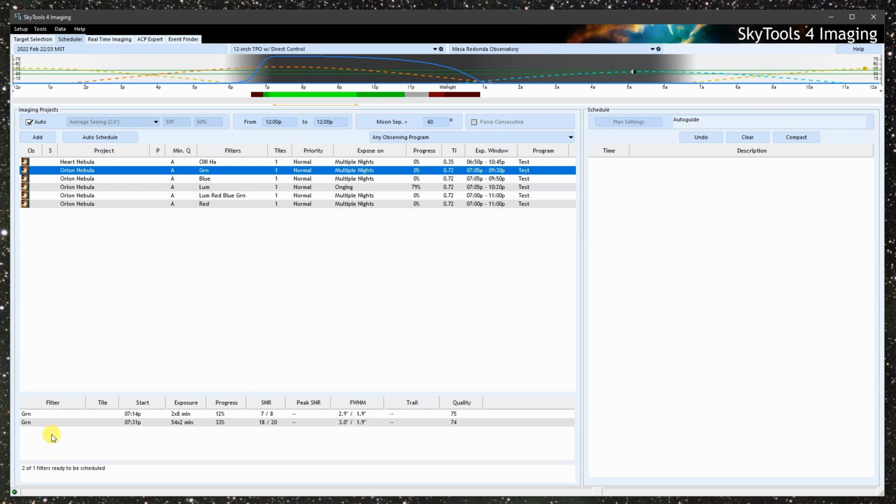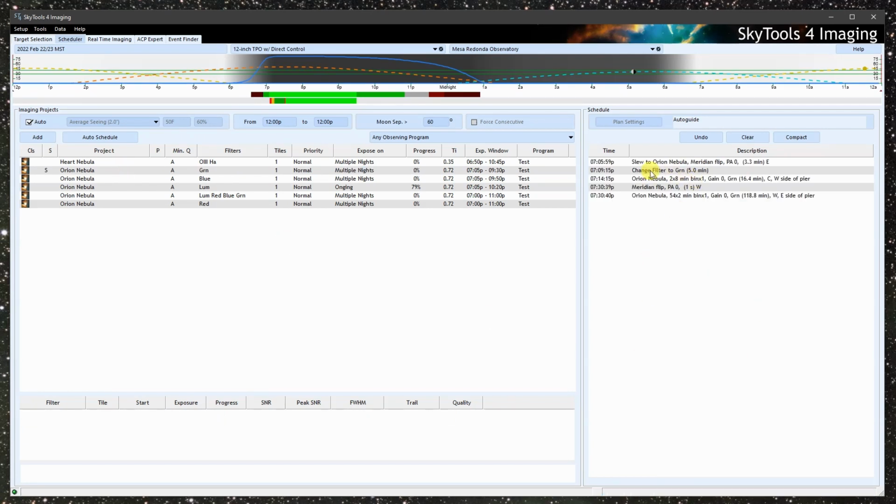The next question is, why did it schedule it twice? There's two green filters. It says 2 of 1 filter is ready to be scheduled. What the heck is that all about? And the answer is, there's a meridian flip. Let's go ahead and actually schedule it. We do our 2 8-minute exposures, and then it flips. And now we do 54 2-minute exposures. Why did it change from 8-minute exposures to 2-minute exposures?